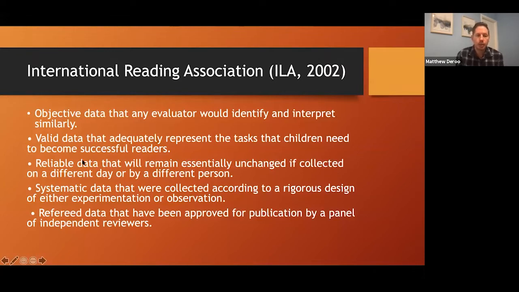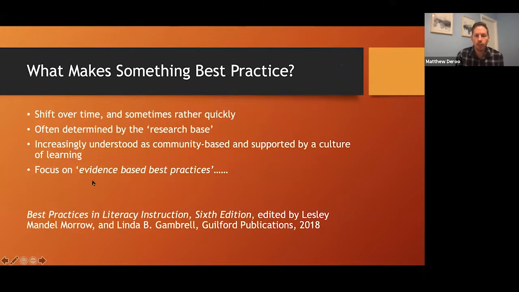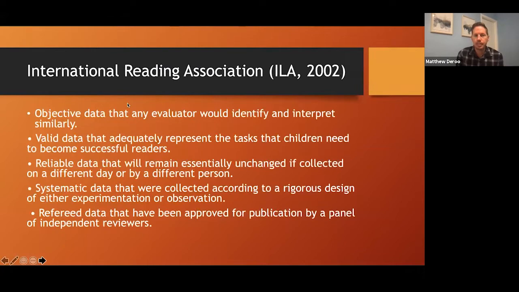So again, when we think about this call for evidence-based best practices, the evidence-based best practices based on research are based a lot of times on the ILA's understandings of what kind of data and what kind of studies can be understood or viewed as reliable, and viewed as the best understanding based on the designs of studies currently enacted.